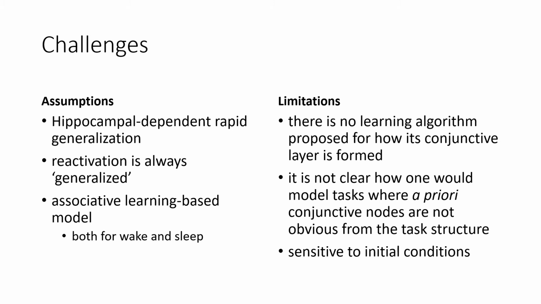During our use of this model, we've noticed some important limitations, one being that there's no proposed learning algorithm for how the connections are formed between the feature layer and the conjunctive layer. Furthermore, it is not clear how one would model tasks where a priori conjunctive nodes aren't obvious from the task structure, so these would be tasks involving semantic memory, spatial cognition, or statistical learning. And we've also found the model to be very sensitive to initial conditions, meaning if the weight matrix isn't uniform or the input strengths are diverging, the model seems to act somewhat chaotically.